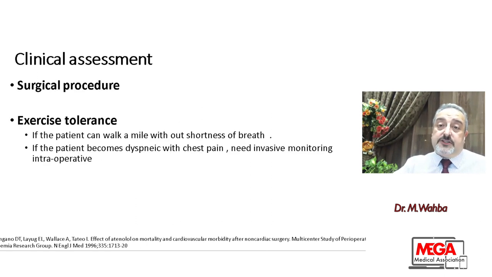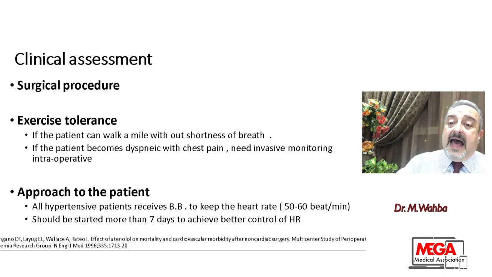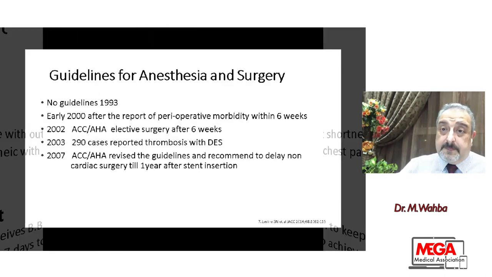Surgical procedure, as I mentioned, exercise tolerance. Also, I mentioned this, 1 mile without shortness of breath or not, and the approach to those patients. Those patients should be put on antihypertensive medications, mainly a beta blocker. And this beta blocker should be started at least 1 week before the operation to keep the heart rate between 50 and 60 beats per minute.